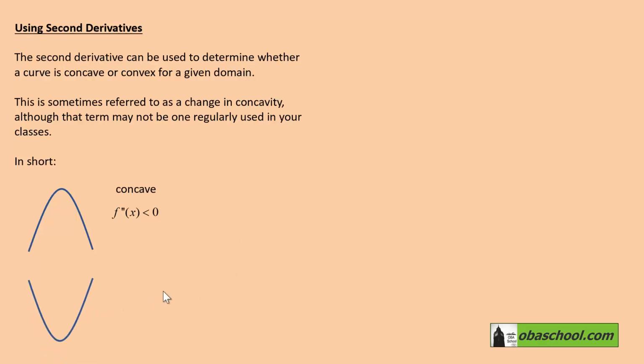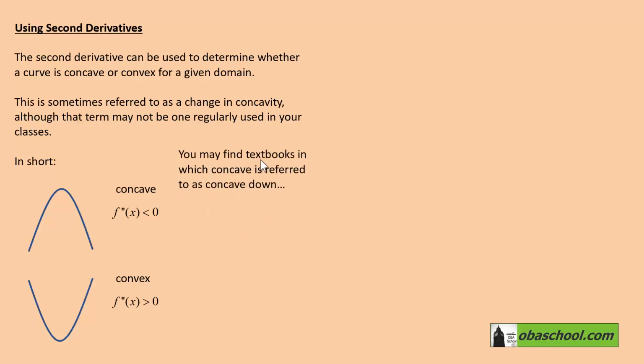If it's this shape, then it's convex. And here the second derivative will be positive. And the same thing applies when we talk about the second derivative test for a turning point and find a minimum.